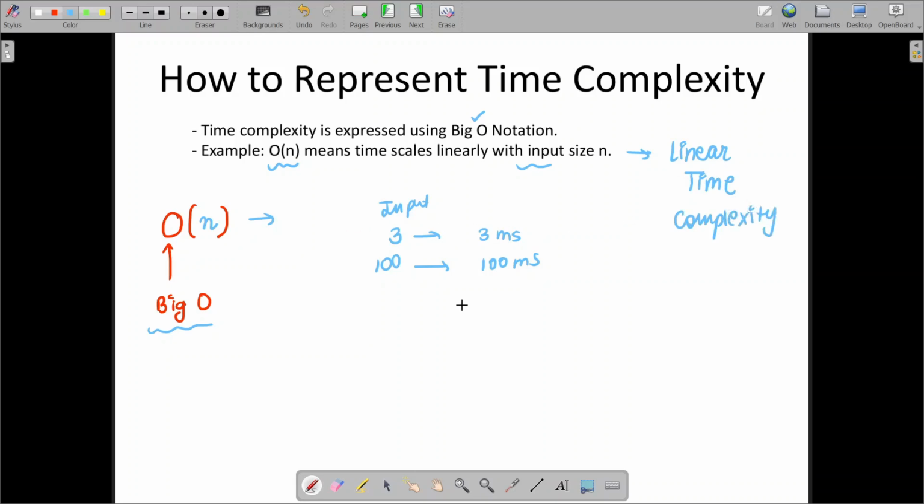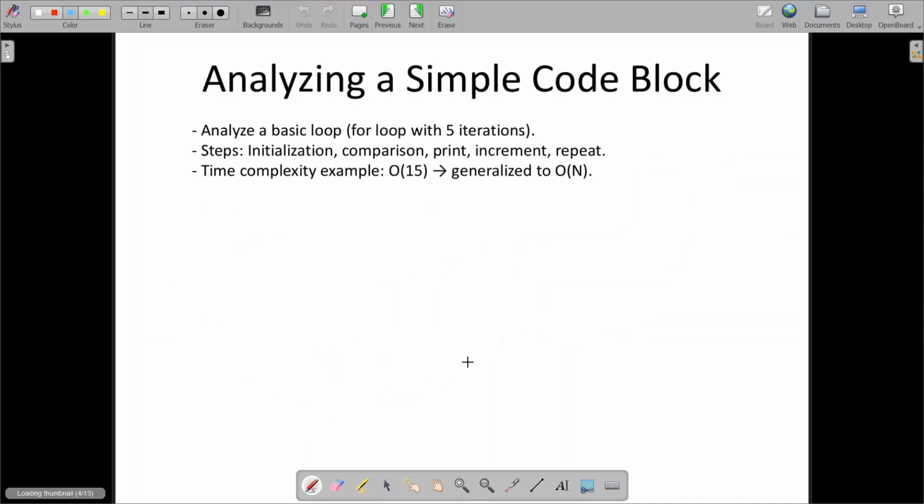There are many different types of time complexity. We can also say O of n squared means squared time complexity, or polynomial time complexity. Whenever a general polynomial is there, we can say polynomial time complexity, cubic time complexity. So if it takes 3 milliseconds for 3 elements, then for 100 it will take 100 squared.